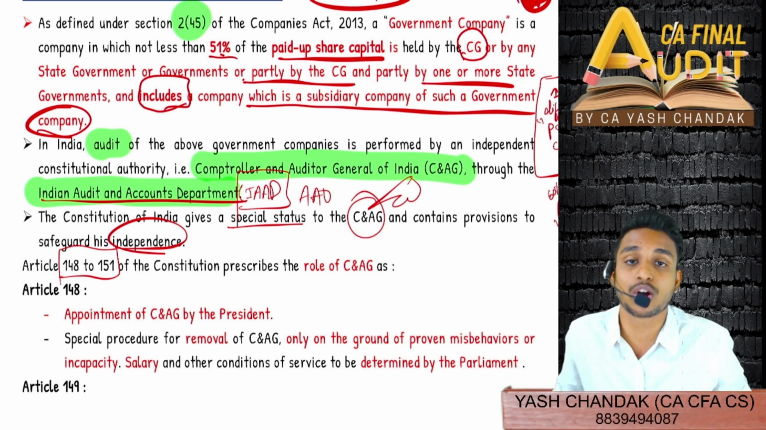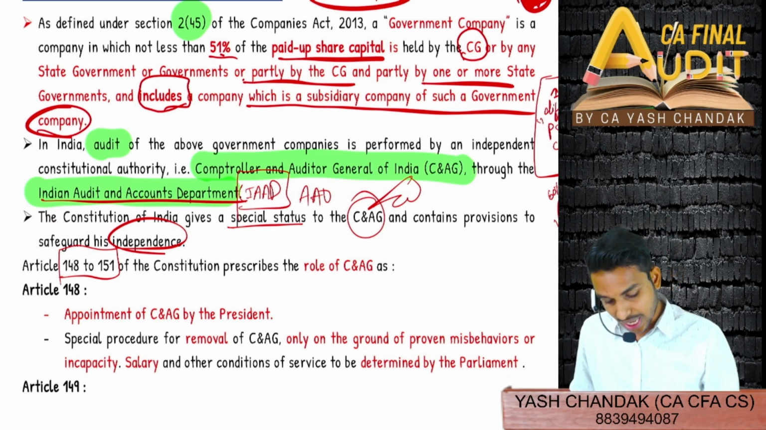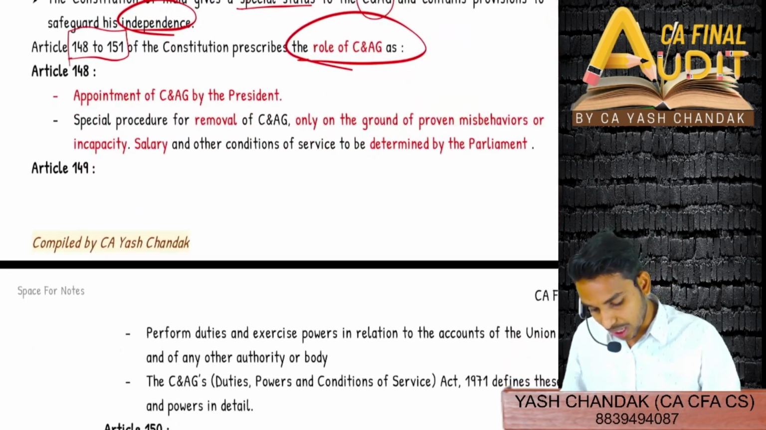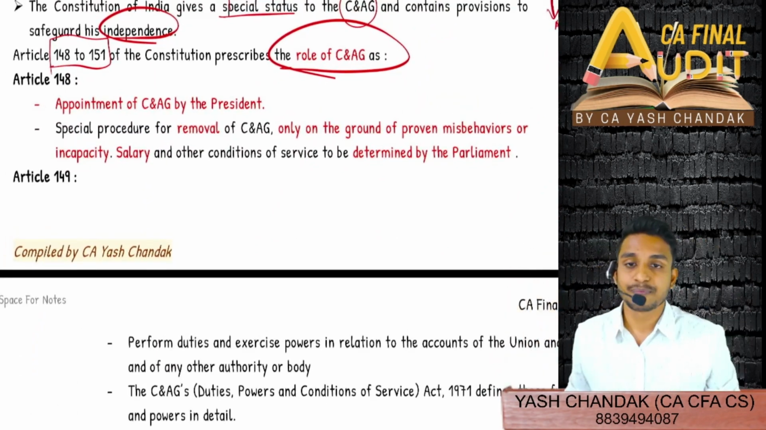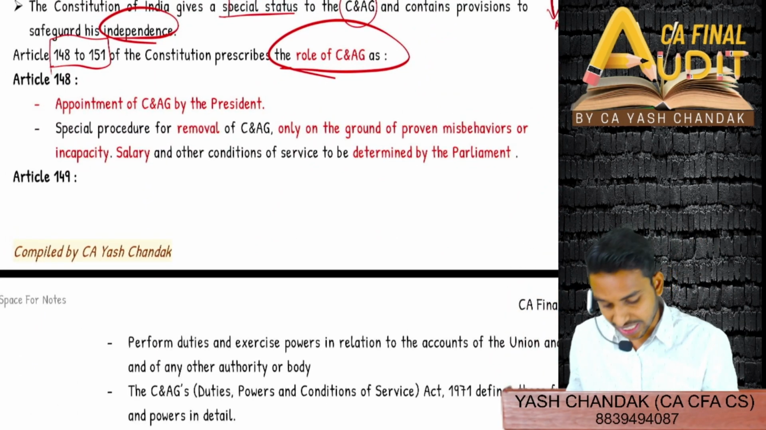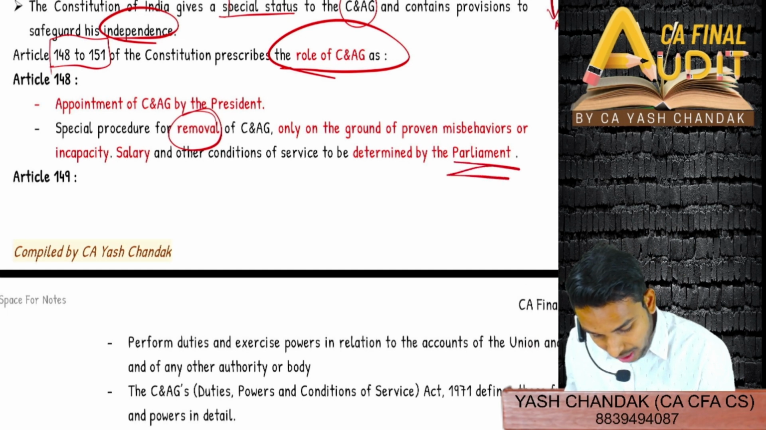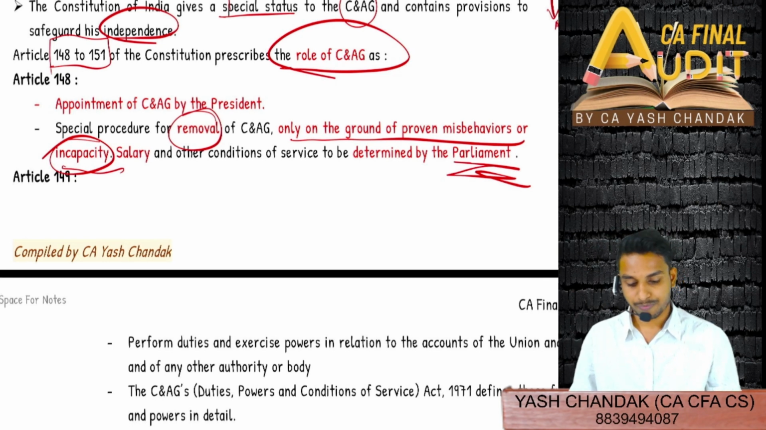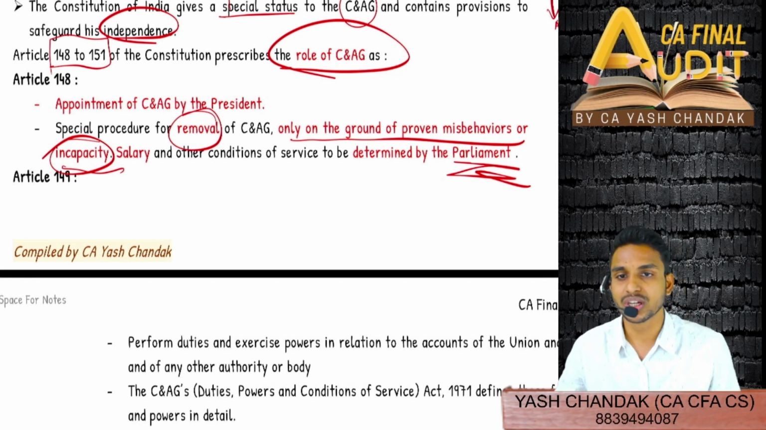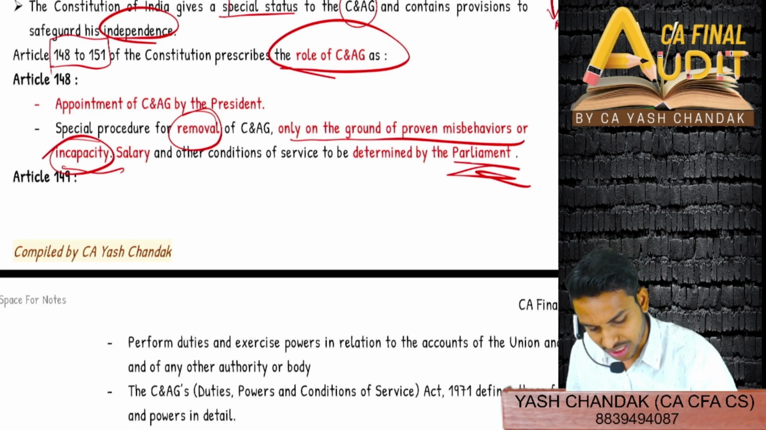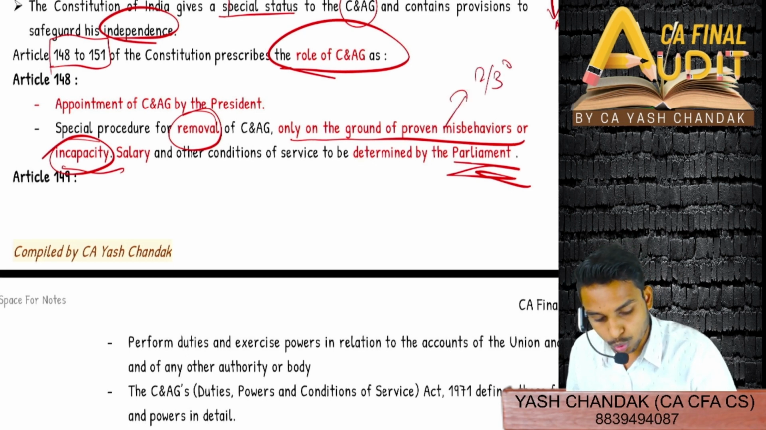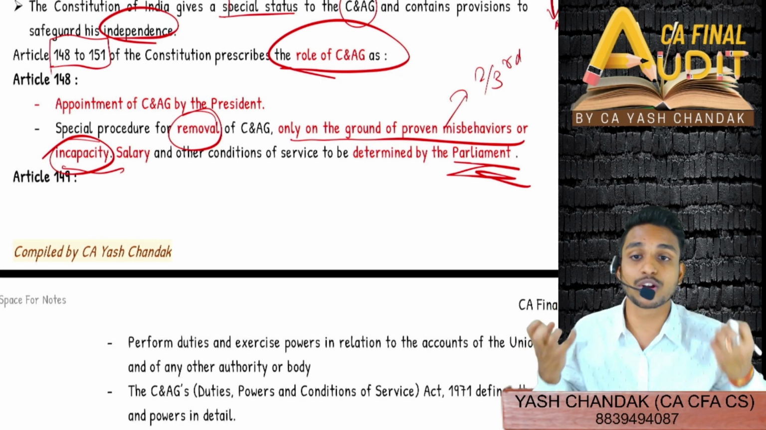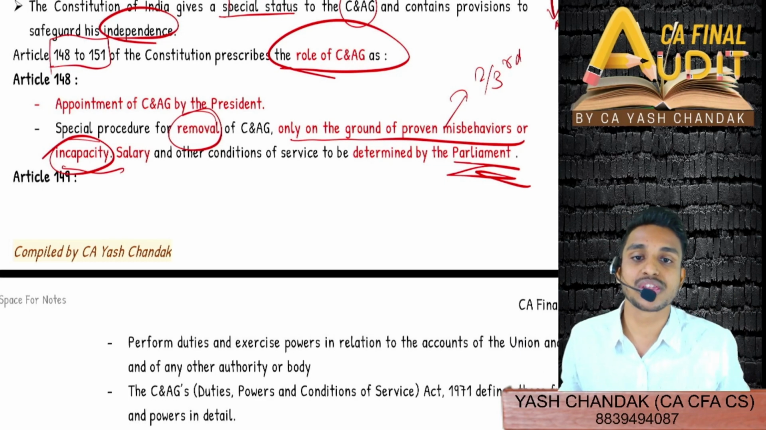In the Constitution itself, Articles 148 to 151 clarify the role of the CAG. Article 148 deals with the appointment of the CAG by the President. The CAG is appointed by the President of India and can be removed only by the Parliament, on proven grounds of misbehavior or incapacity. A special procedure has been laid out, and a two-thirds majority is required in Parliament to remove the CAG. The salary and conditions of service are determined by the Parliament itself.